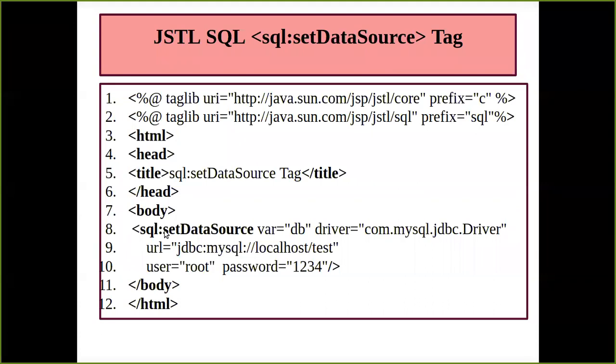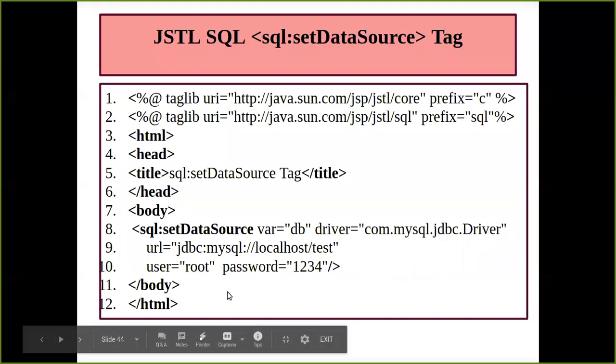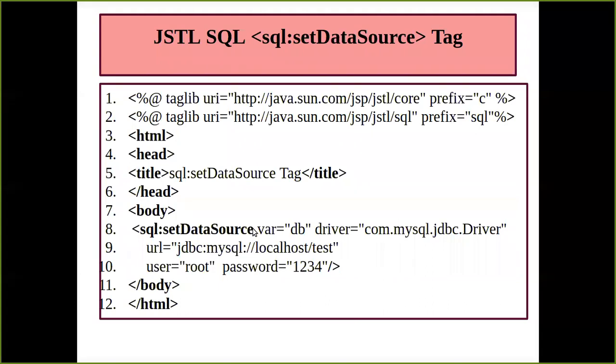We'll just go to the main part of this program, where we are going to show the actual implementation of setDataSource. So we started with the prefix sql colon, and the tag we are going to use from the SQL tag library is setDataSource. We have an attribute called var, an attribute called driver, an attribute called URL, user, and password. We have so many attributes because we need all of them to make our JSP understand which database we are going to use first of all, and then what the credentials are for using that database.